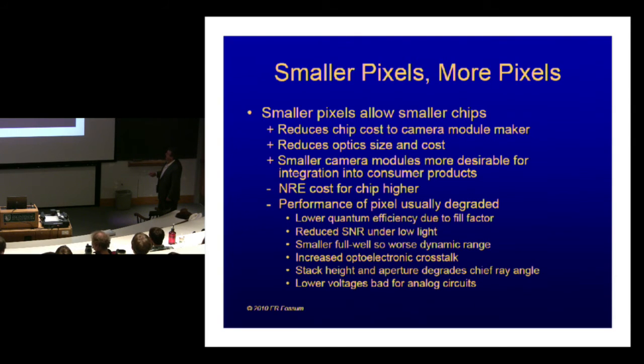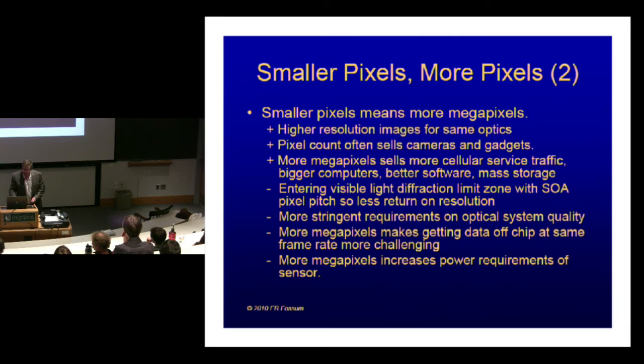Another thing that happens with moving to advanced design rules in circuit land is that we usually try to keep the electric field the same in semiconductor devices, even as we make them smaller and smaller. But because the dimension is smaller, the voltages also drop. And anyone who does analog circuits knows that lower voltages make it much harder to build an analog circuit. So those are negative things.